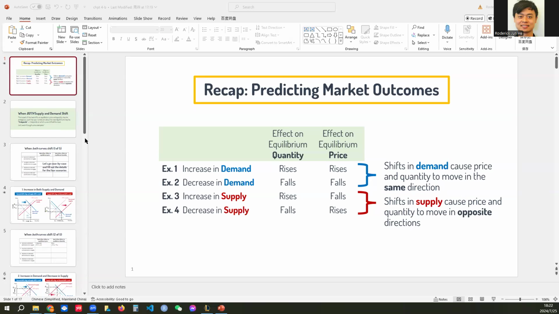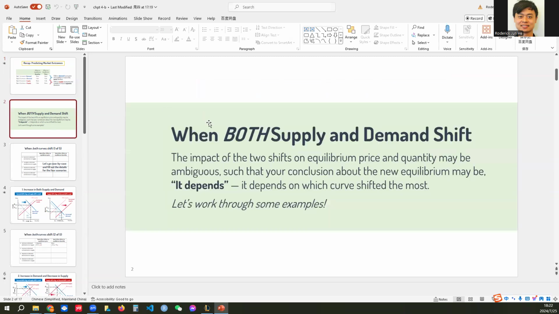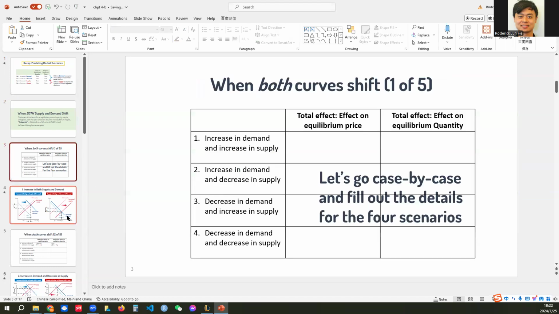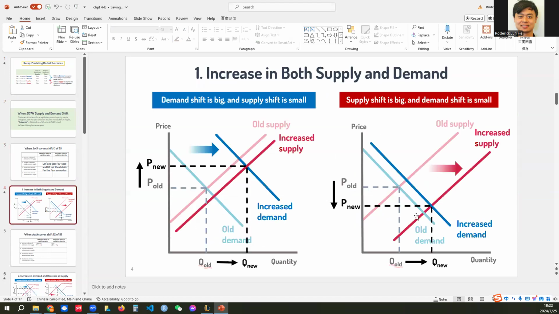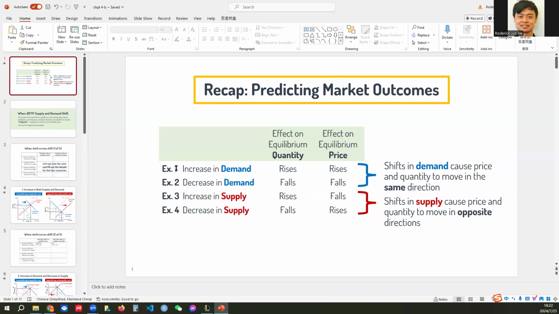A more complicated case, which could be intimidating, is when both demand and supply shift at the same time. Look at those. This could be intimidating, but here I'm teaching you the way to make this task more doable. That is by breaking things down. So here, let's review the previous one shift that we studied in 4A.